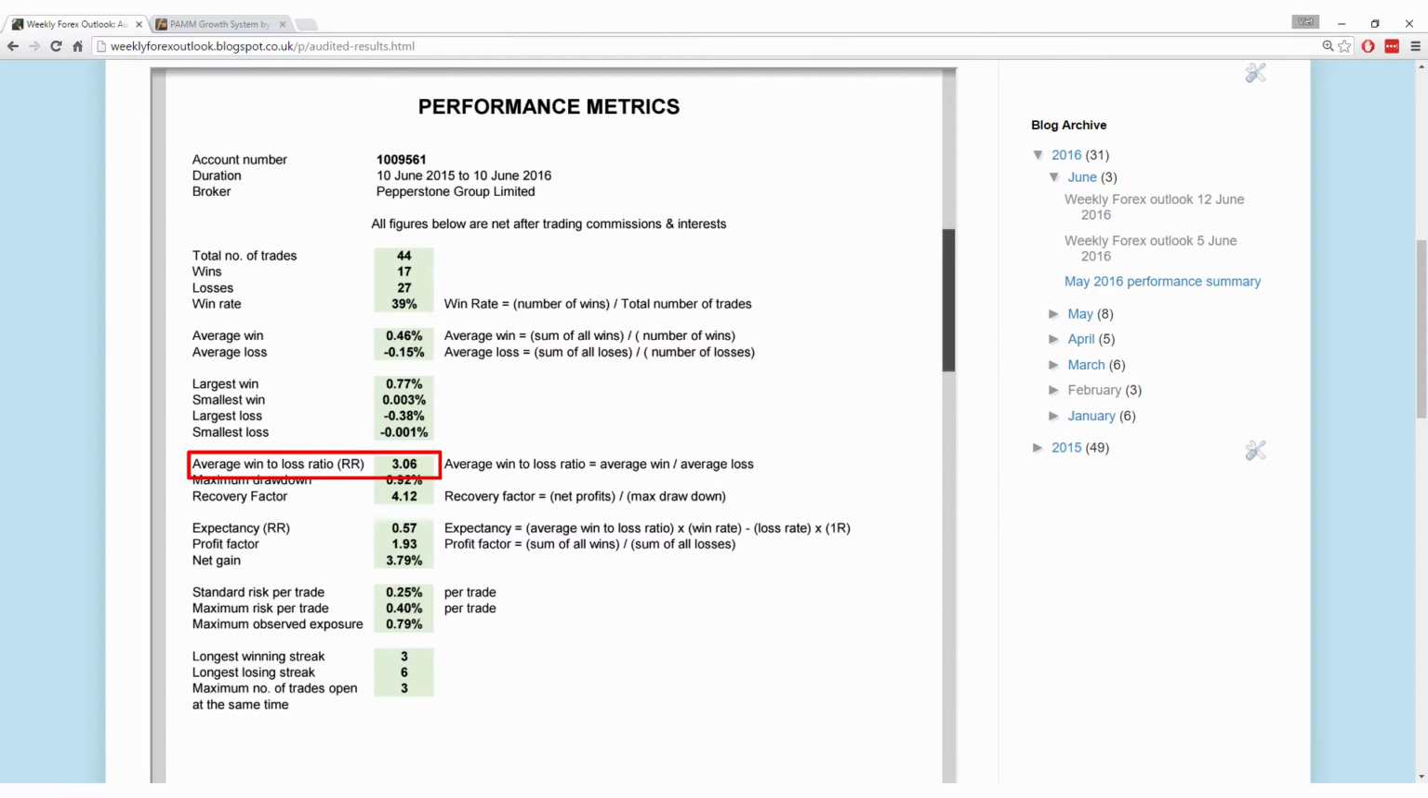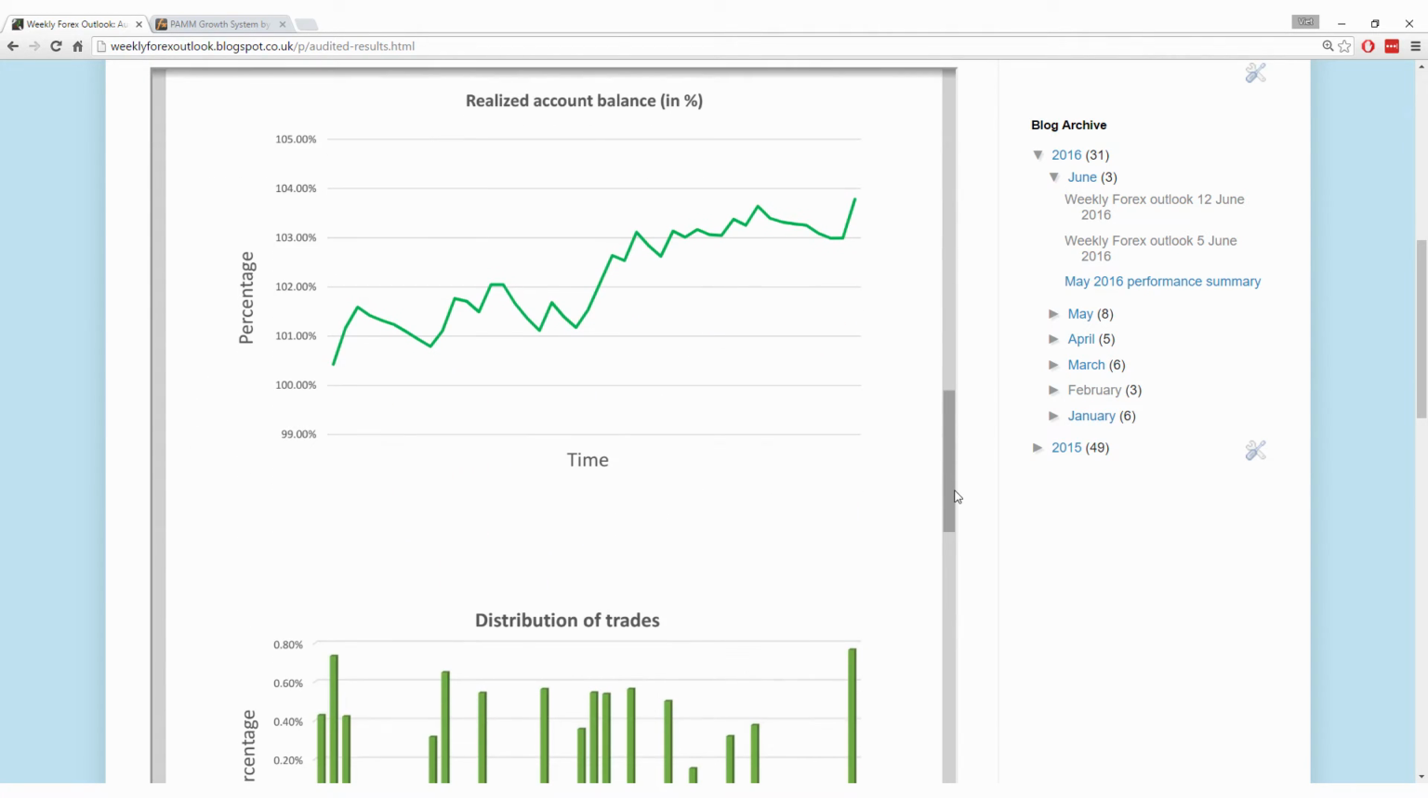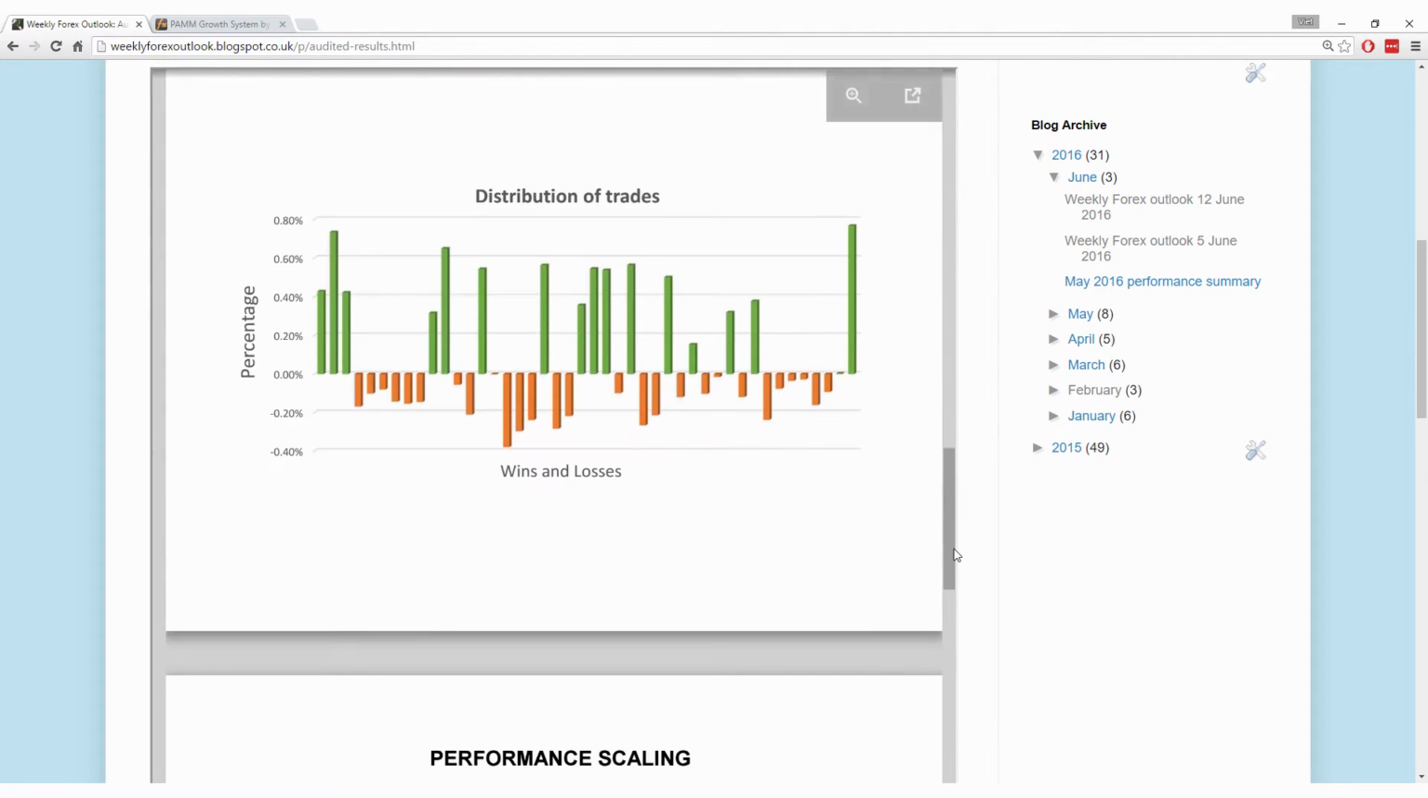This is fascinating to see because my trading plan only allows me to set targets at 2-to-1 reward-risk ratio. So, in theory, my average reward-to-risk ratio should be 2, but it is actually 3.06, which is 50% better than what it should be. We can see this effect on the trade distributions graph. Wins are in green and losses are orange. The green bars are much bigger than the orange bars.